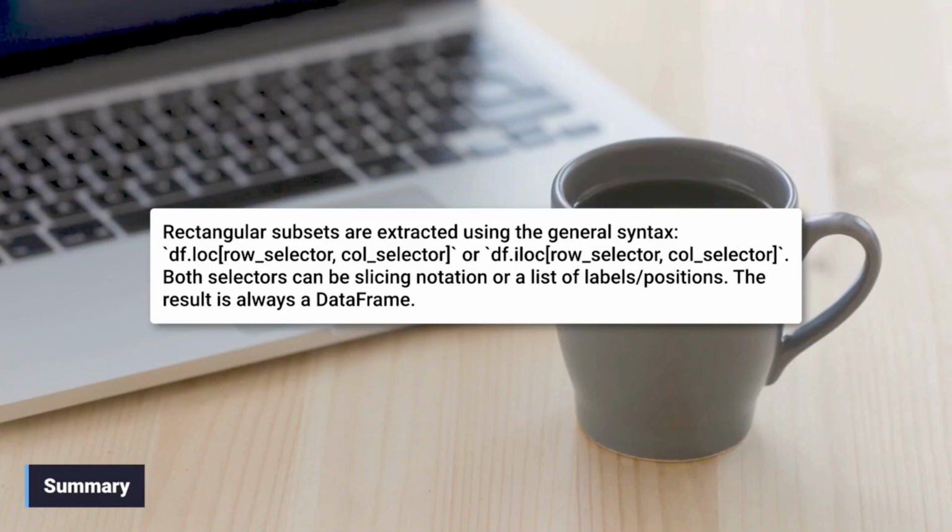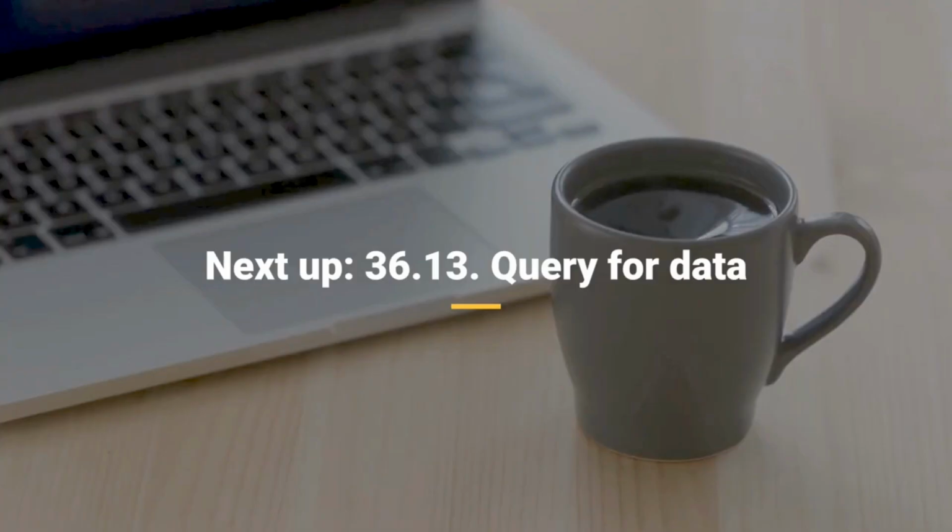To summarize, the combination of row and column selectors allows precise subsetting. Our next lecture, 36.13, Query for Data. See you there.